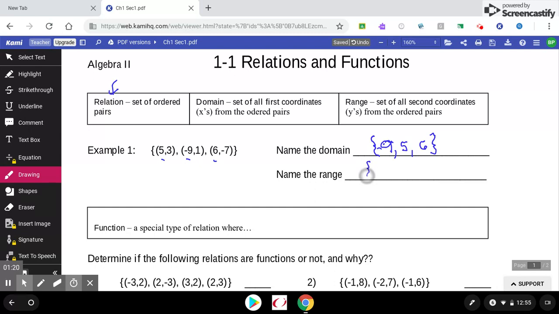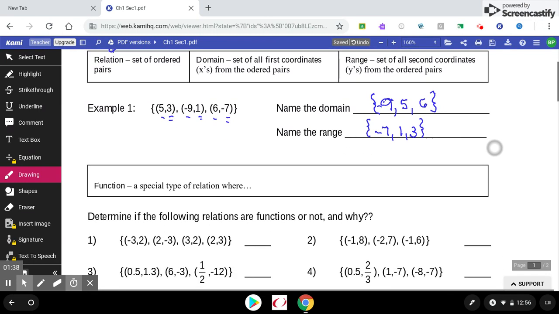So the range is as simple as listing the y's. There's a y, there's a y, there's a y. I'm going to go with the -7 first, just because it's the smallest number. I'm going to go with the 1, and then I'm going to go with the 3. But domain and range is as simple as that. List the x's, list the y's, done.